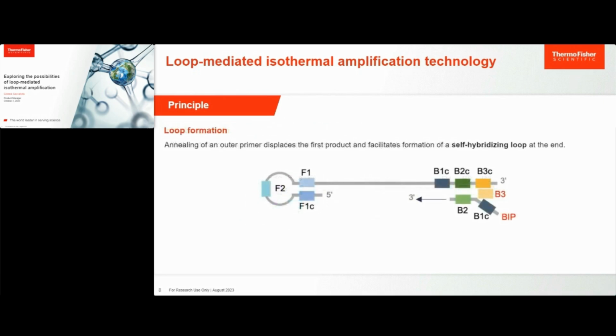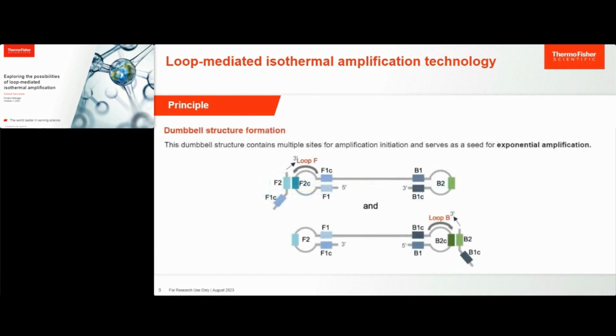The converted inner sequence is released and a stem loop structure is formed at the F-linked end. The same process is repeated on the other end with BIP and B3 primers, resulting in a dumbbell structure with stem loops on both ends. The structure contains multiple sites for amplification initiation and facilitates DNA amplification by autocycling, resulting in multiple lengths and cauliflower-like structures of amplified DNA.